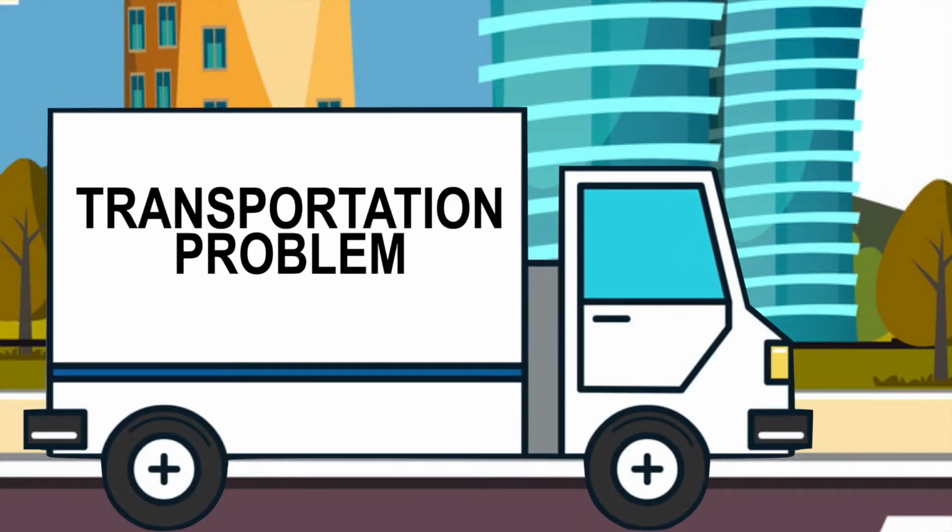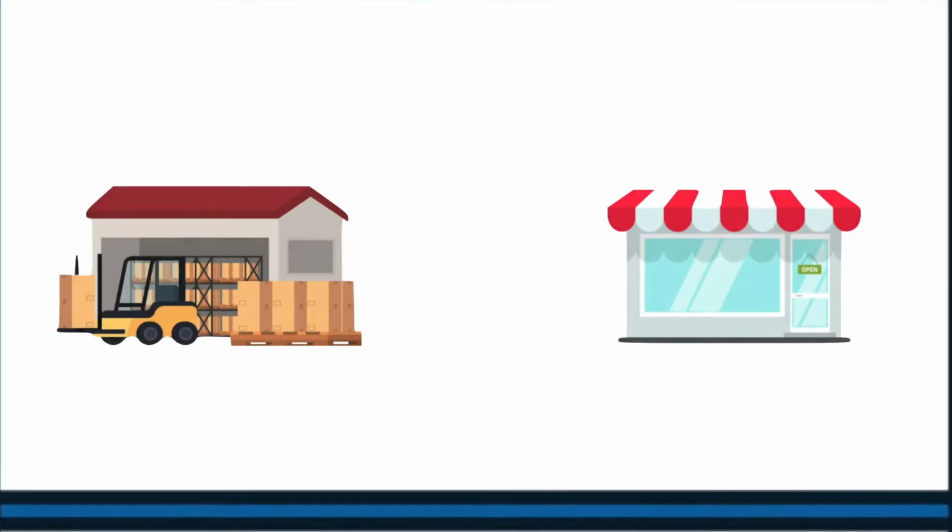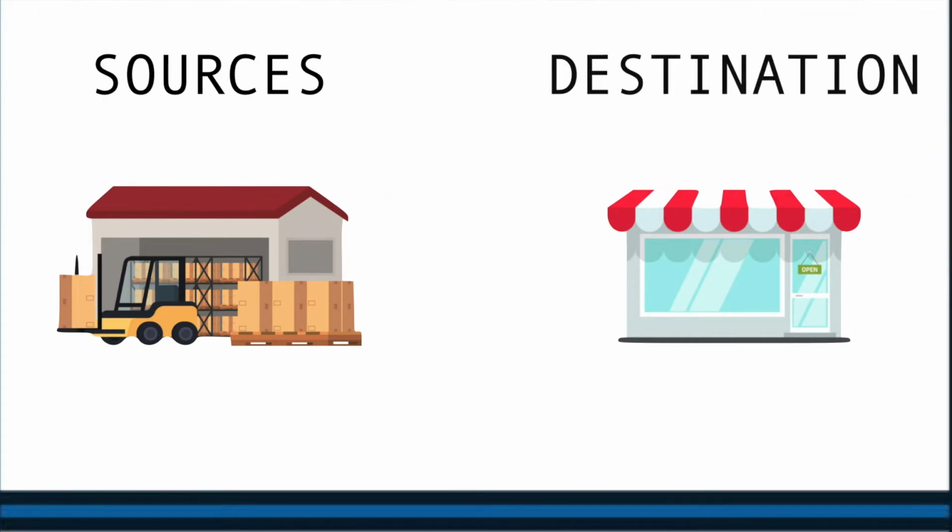So what is transportation problem? It is concerned with determining the optimal strategy for distributing commodity from a group of supply centers called sources to various receiving centers called destinations in such a way as to minimize total distribution cost. Each source is able to supply a fixed number of units of the product called capacity, and each destination has a fixed demand called requirement.